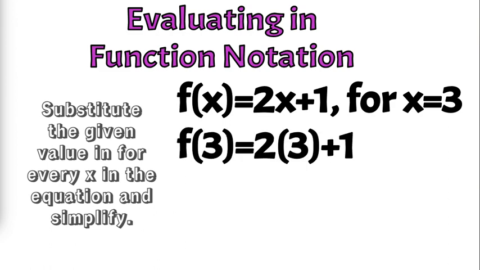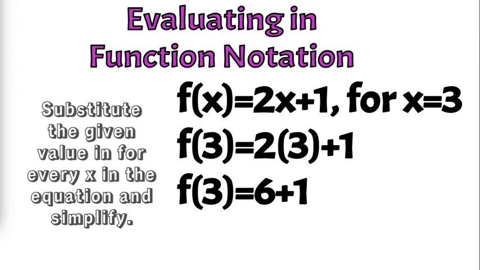So when we do that, we get f of 3 equals 2 times 3 plus 1. It is helpful usually to plug in with parentheses because sometimes we have negative numbers and that will affect our values. We have 2 times 3 plus 1. 2 times 3 is 6. So we have f of 3 equals 6 plus 1. So f of 3 equals 7.